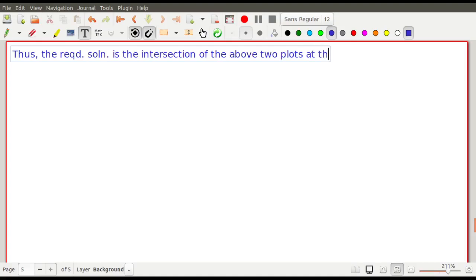At the points, where did it intersect? At the points alpha equals to 0. This is my principal maxima. And what are the other points?